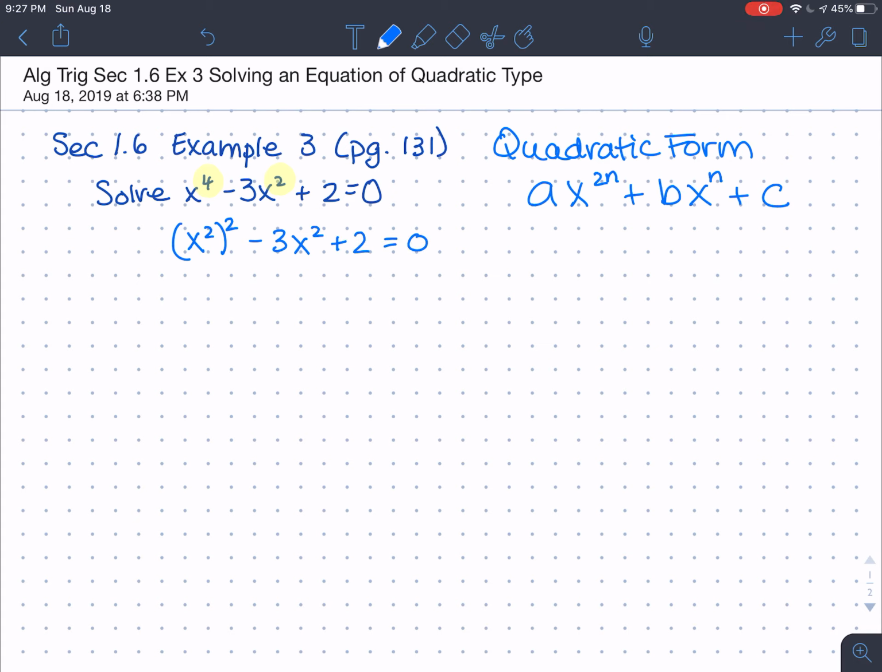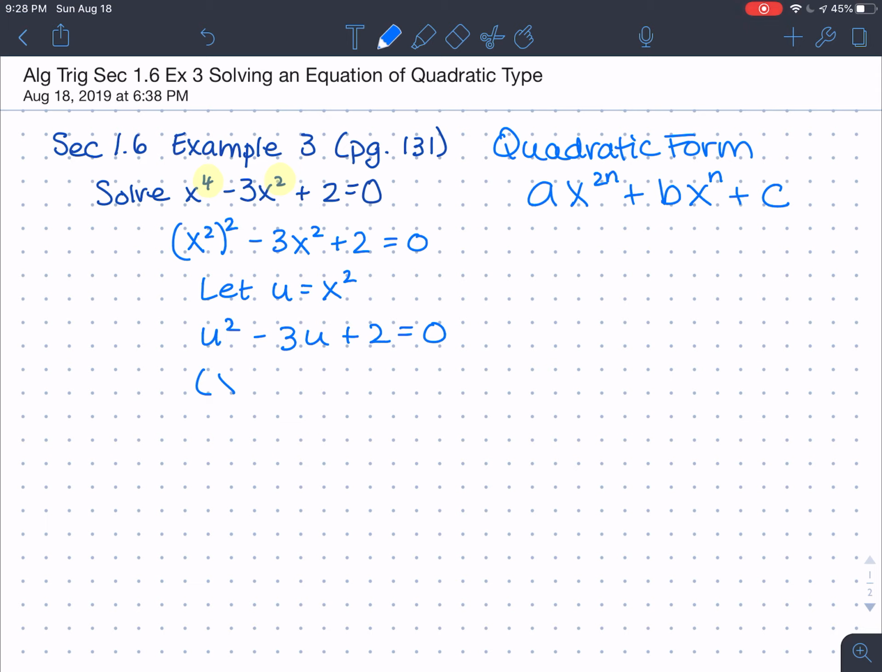And then you can use something called u substitution, where you let u equal x to the power of the smaller exponent. If I replace all those x squareds in the equation above with u, I'm going to get u squared minus 3u plus 2 equals 0. And voila, I have a quadratic equation now. That's why it's called quadratic form. So now I'm just going to solve that equation.